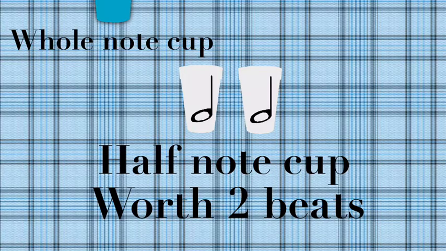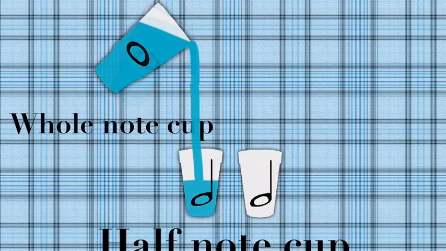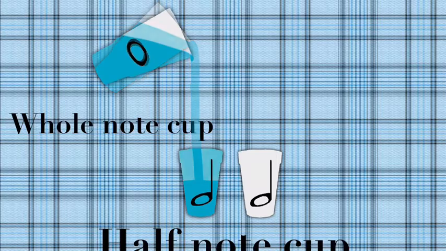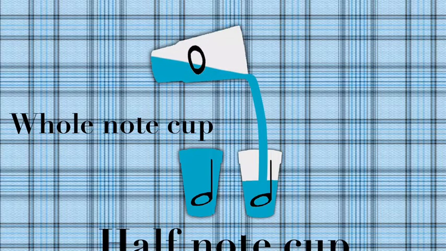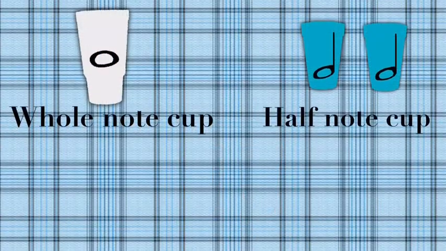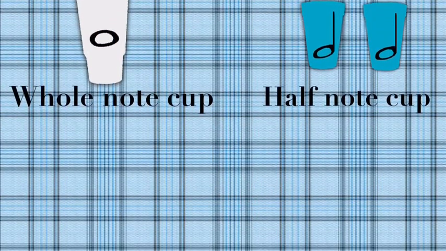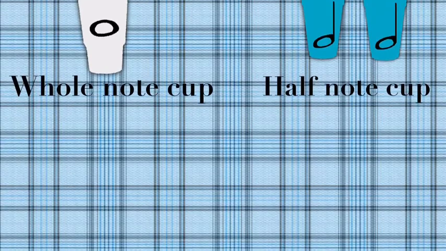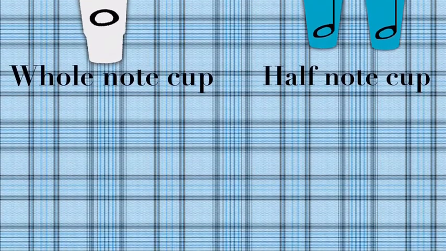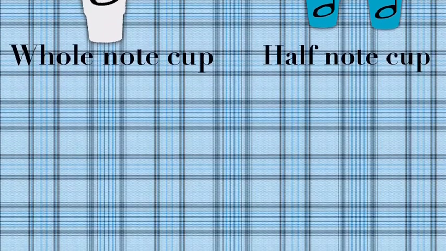So first I'm going to pour into 1 cup with my whole note cup. Let's pour that in there. 1 beat, 2 beat, next cup. 1 beat, 2 beat. There you go. Now as you can see, 2 half note cups hold the same amount of water as 1 whole note cup because it's 2 and 2. And 2 plus 2 equals 4. So that's the same as a whole note cup. So now let's move on to our next cup.